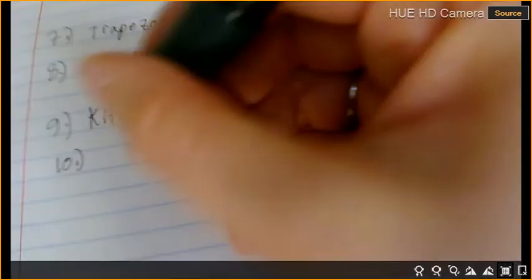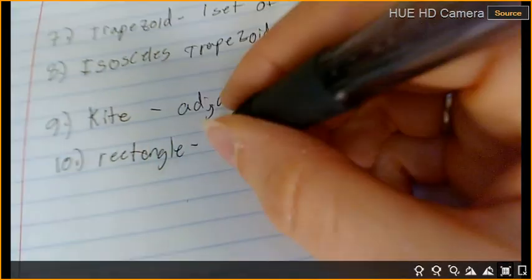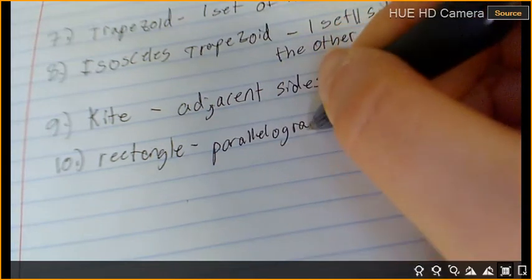10 is a rectangle. Rectangle is a parallelogram with 4 right angles.